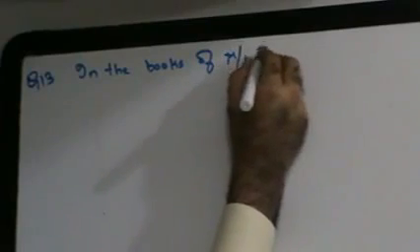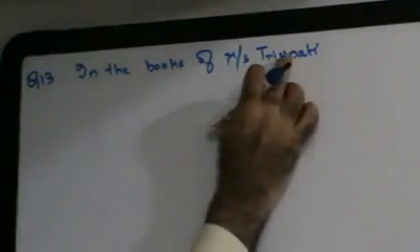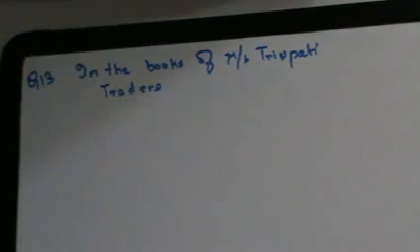In the books of Tirupati Traders, Messrs. Tirupati Traders. Okay, they give you that the following is the profit and loss account as per financial records of Messrs. Tirupati Traders for the year ending 31st March 2008. Right, they give you all the entries here.